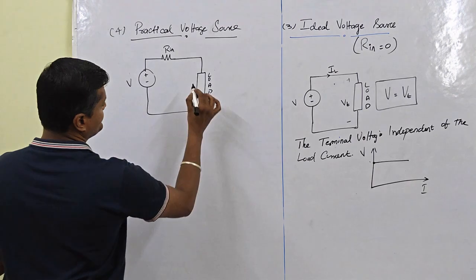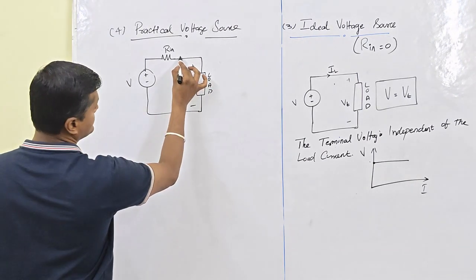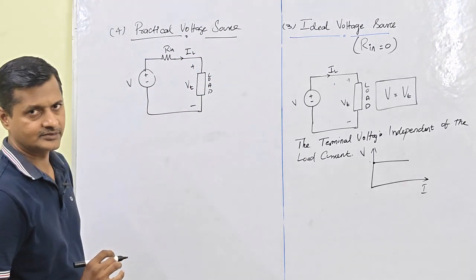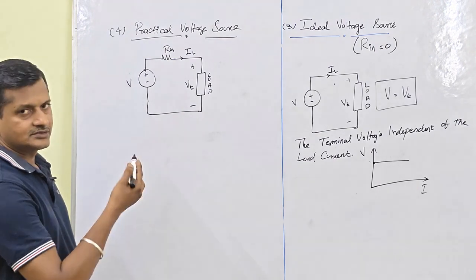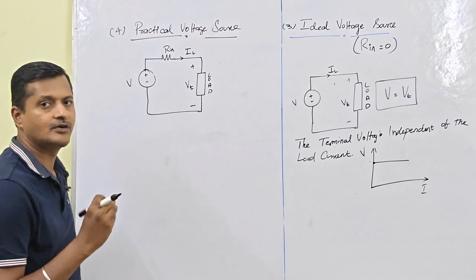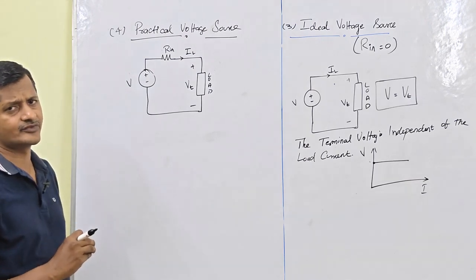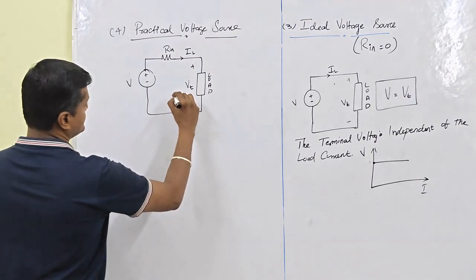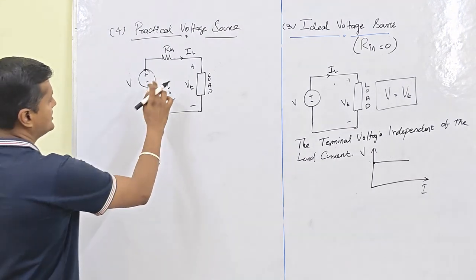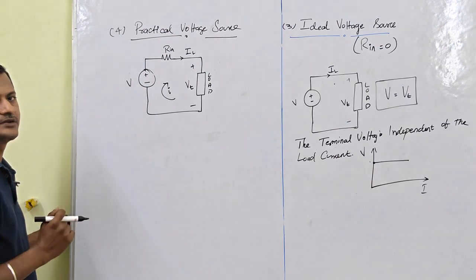This is the voltage across the load, we can call it the terminal voltage. The current flowing through it is IL, the load current. If we analyze this circuit, first we apply Kirchhoff's voltage law. Kirchhoff's voltage law: sum of potential rise is equal to sum of potential drop. Here we apply Kirchhoff's voltage law, considering current in the clockwise direction, entering at the terminal symbol.